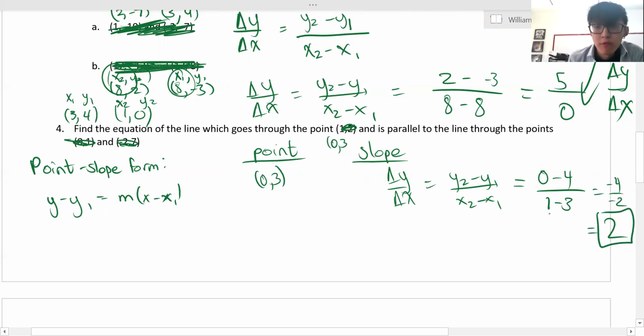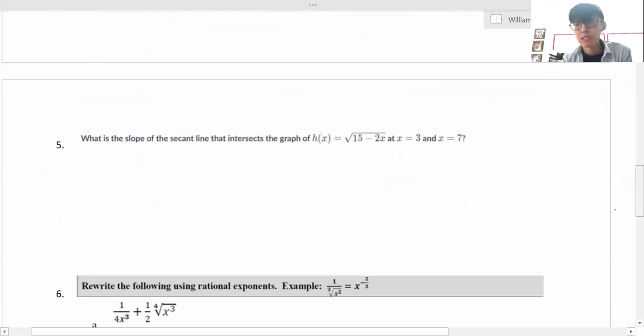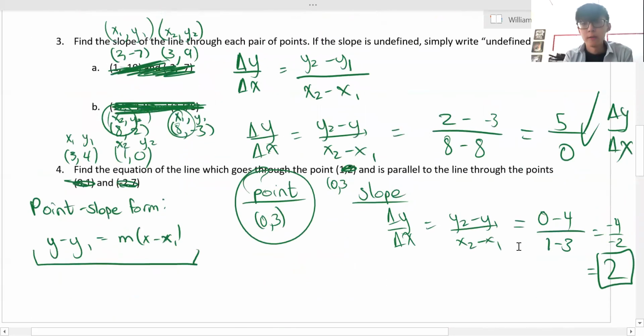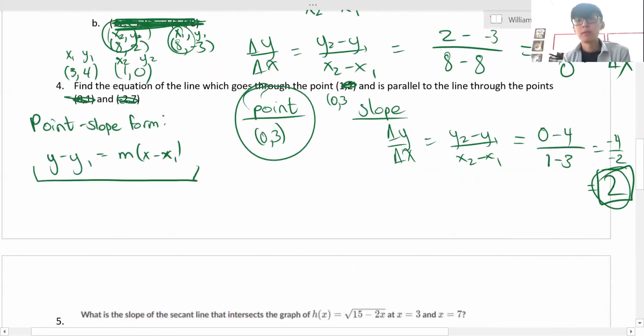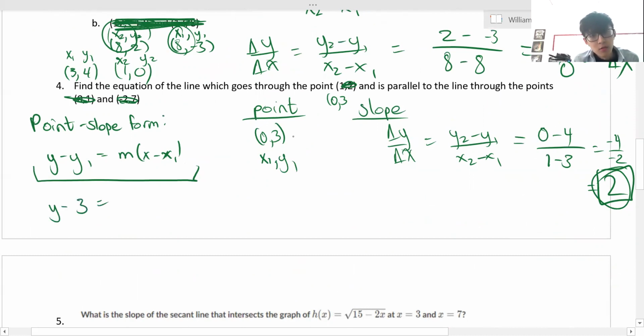So I have my slope of 2 and my point of 0, 3. Well, let's apply it to this point slope form, because we have all we need, right? I have my point, and I have my slope. So my point here corresponds to x1, y1. So y minus y1, I'm going to leave this y. So it's going to be y minus y1, I decided was 3. Right, 3 here.